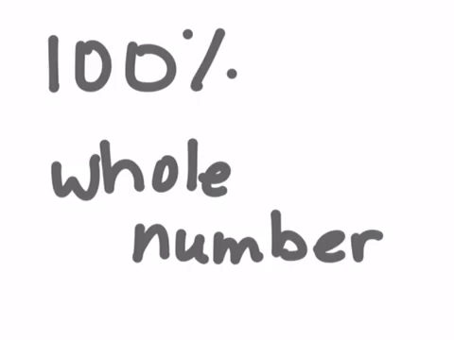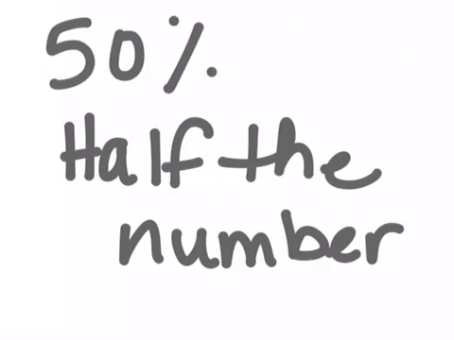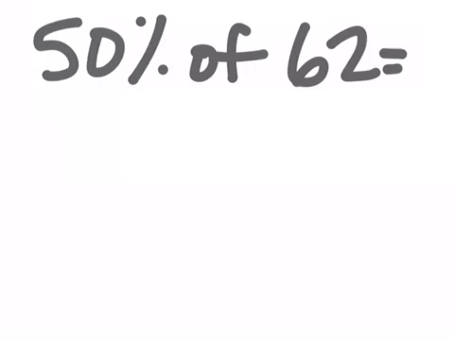If I have 100%, that's simply the whole number. So if I'm looking for 100% of 72, my answer is simply 72. If I'm looking for 50%, all I have to do is half the number. 50% of 62, I just half 62 to get my 31.